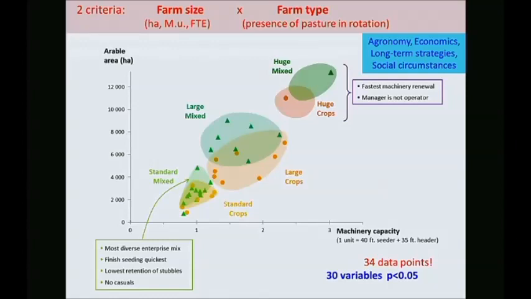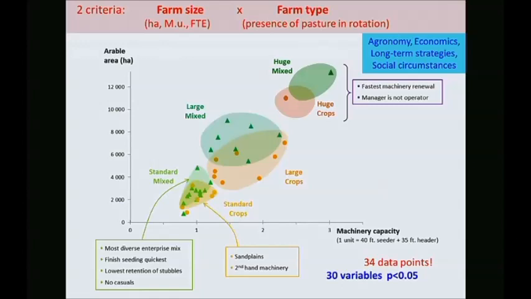So, for instance, those big farms here were not included in the stats, by the way, because there were only 2 people. But those farmers had by far the fastest turnover of machinery, simply because they've got the financial capacity to take advantage of the tax reductions when you trade in your machinery and so on. But also the manager was not the operator, which is very different from everybody else.